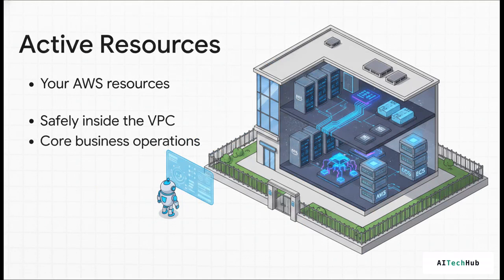Now, inside those buildings, whether they're sitting right on the street or tucked safely away in the back lot, you've got your workers and machinery buzzing away, doing the actual valuable work for your business. In the cloud, these active resources are things like your EC2 instances, your Lambda functions, and ECS containers. They're the core operations running safely inside your virtual private cloud. So the VPC provides the secure, structured environment, and these resources bring the whole campus to life.